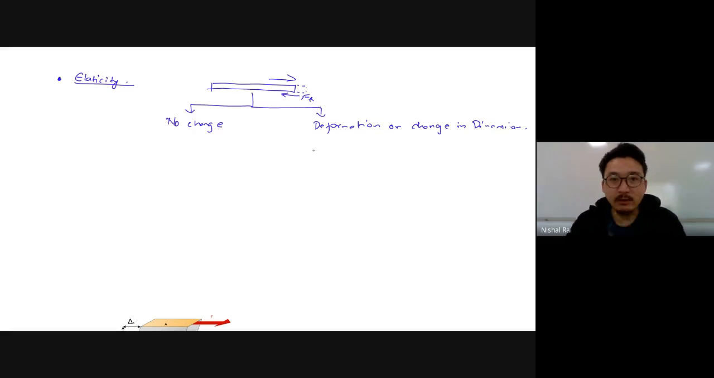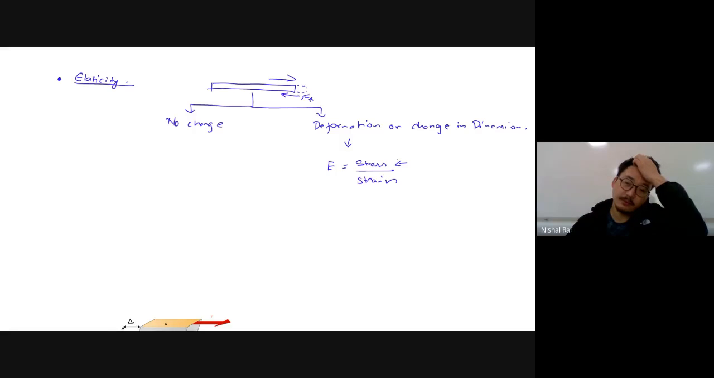Now the deformation may occur depending on what? A different kind of material, which will depend on your modulus. How do we define the modulus? As stress by strain. Stress was basically pressure or restoring force per unit area. And strain was what? Change in your dimension to your original dimension.